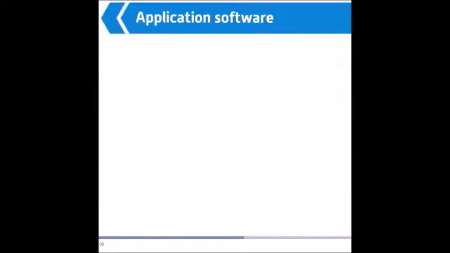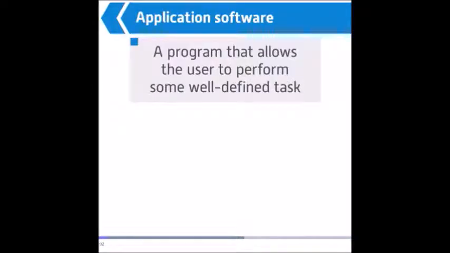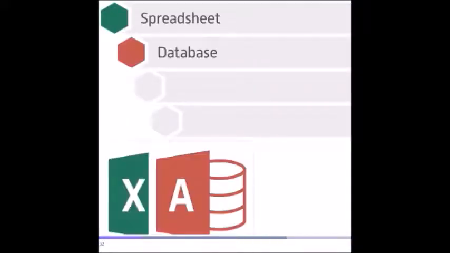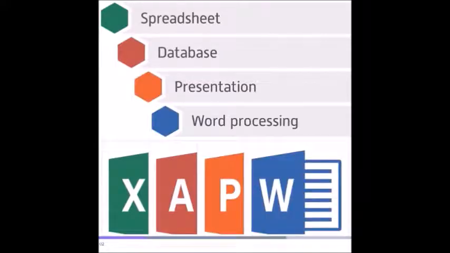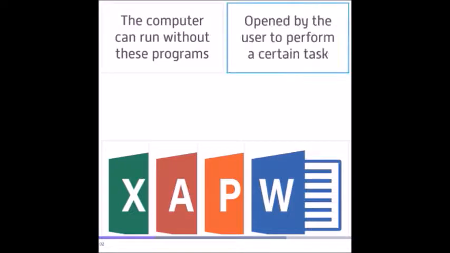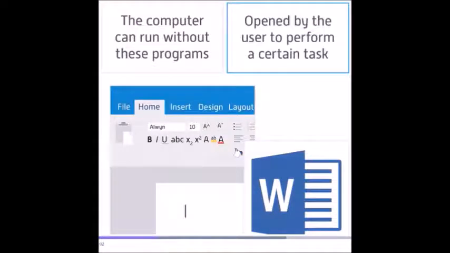A piece of application software is a program that allows the user to perform some well-defined task. The most commonly encountered examples of application software are office productivity tools. The suite you are most likely to have heard of is Microsoft Office. Such a suite consists of, among other programs, spreadsheet, database, presentation, and word processing software. The computer can run without these programs, but they can be opened by the user to perform a certain task, such as writing a letter as needed.